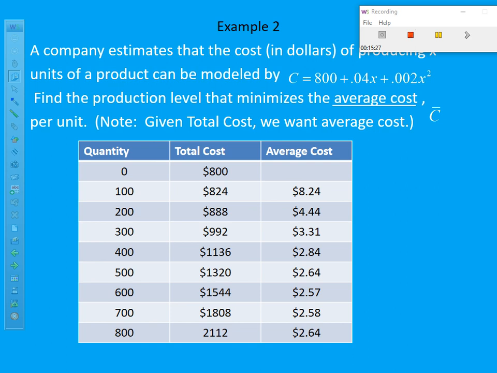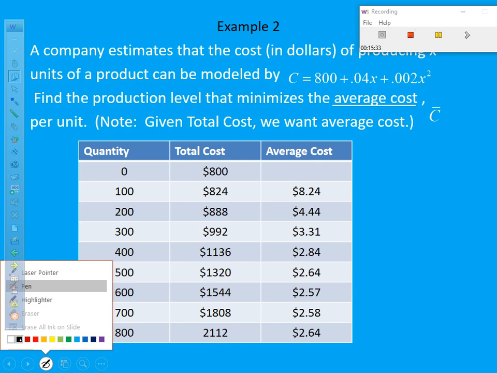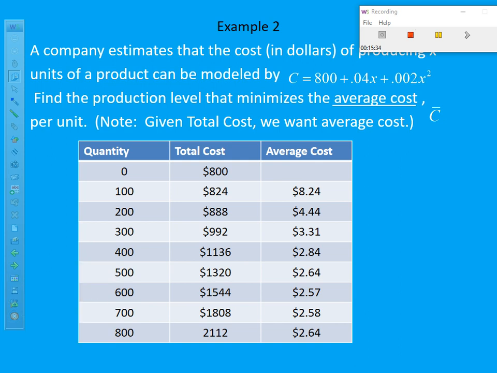Now, before I talk about number 2 a little bit, I put this chart on here to make sure that you understood what's meant by average cost. The math portion of it's going to be easy, guys. We're going to find the derivative, set it equal to 0. But here's what I did.